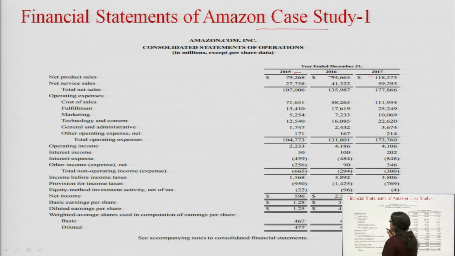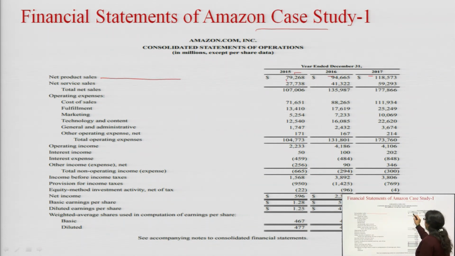Here the very first thing is the net product sale. In the very first year it is recorded at 79,268, and it is continuously growing. As you can see, in 2017 it has been recorded at 118,573. So we can see that it is clearly in a growth position. This net product sale is continuously growing.